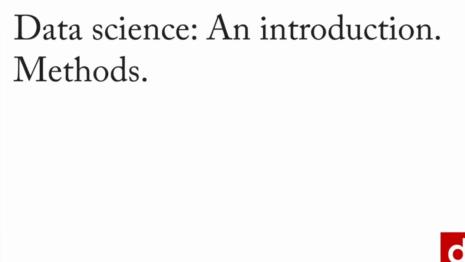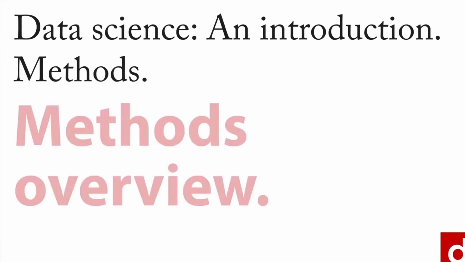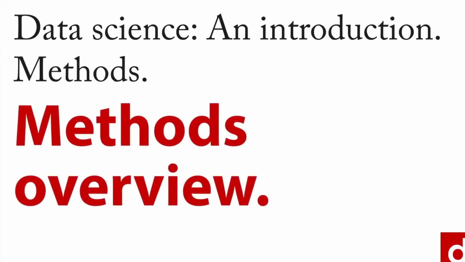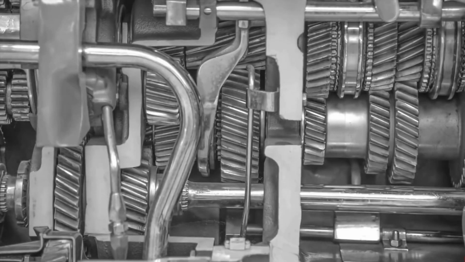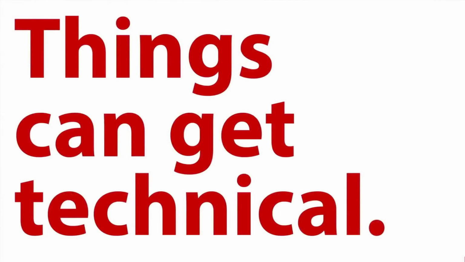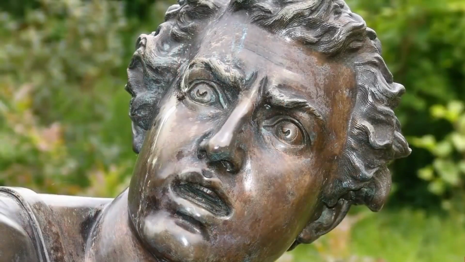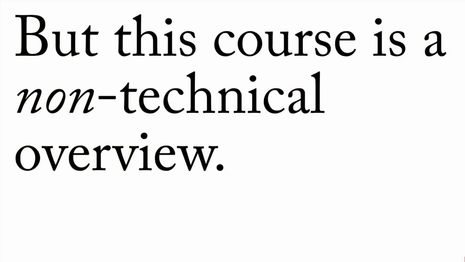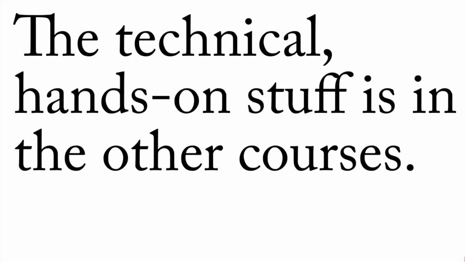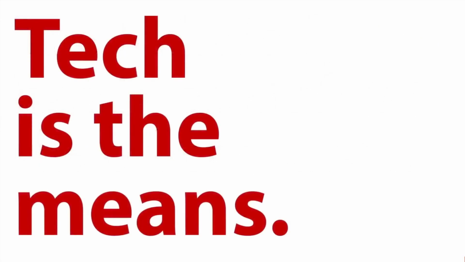Data science is a field that is strongly associated with its methods or procedures. In this section of videos, we're going to provide a brief overview of the methods that are used in data science. Now, just as a quick warning, in this section, things can get kind of technical, and that can cause some people to sort of freak out. But this course is a non-technical overview. The technical hands-on stuff is in the other courses. And it's really important to remember that tech is simply the means to doing data science.